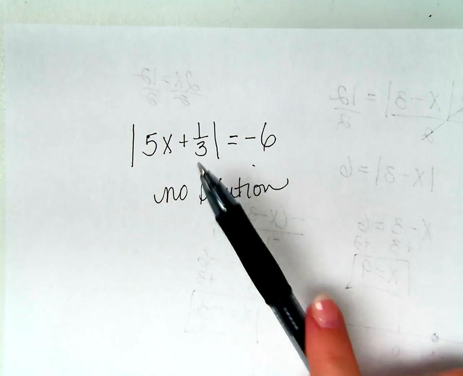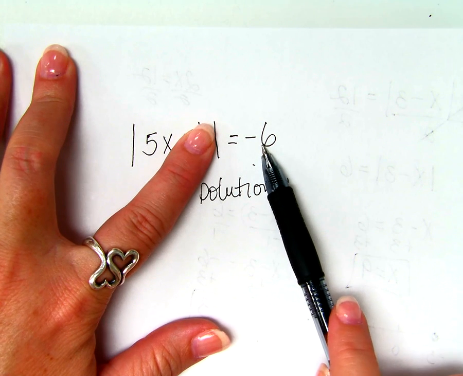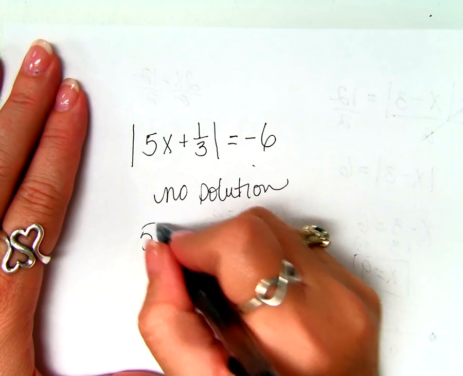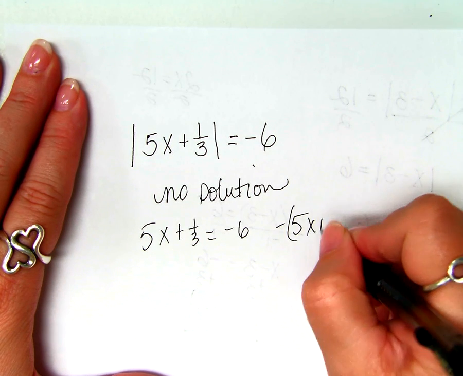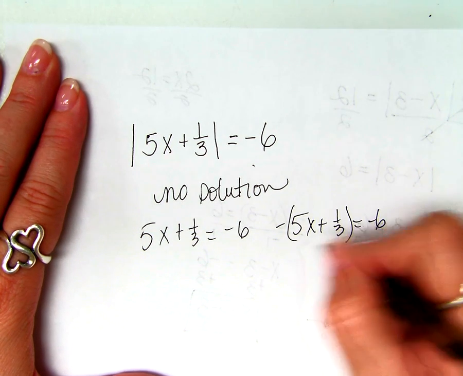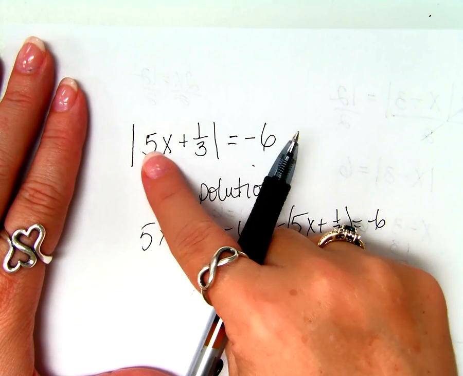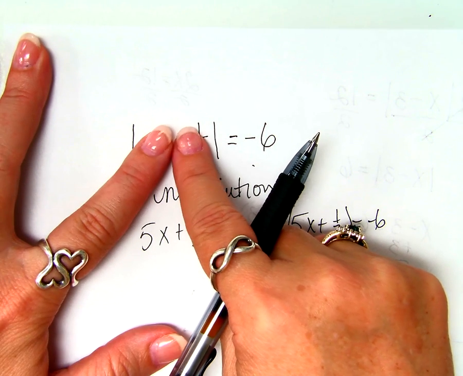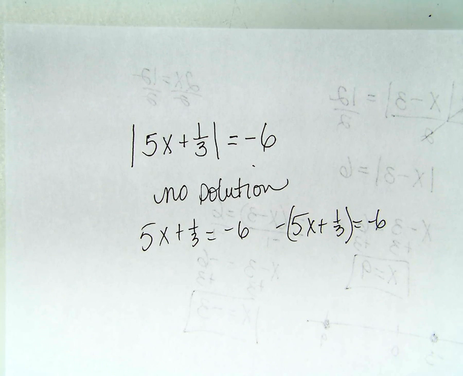So now I'm telling you, what number can I take the absolute value of that will give me an answer that is negative 6? There is none. No solution. Like I said, I can do 5x plus 1/3 equals negative 6, and negative 5x plus 1/3 equals negative 6, and I could do all the math associated with it, but when I put it back in, I would get a negative 6 in here, but when I take the absolute value of negative 6, what do I get? Positive 6. Will positive 6 ever equal negative 6? No. Okay? Any questions about that?